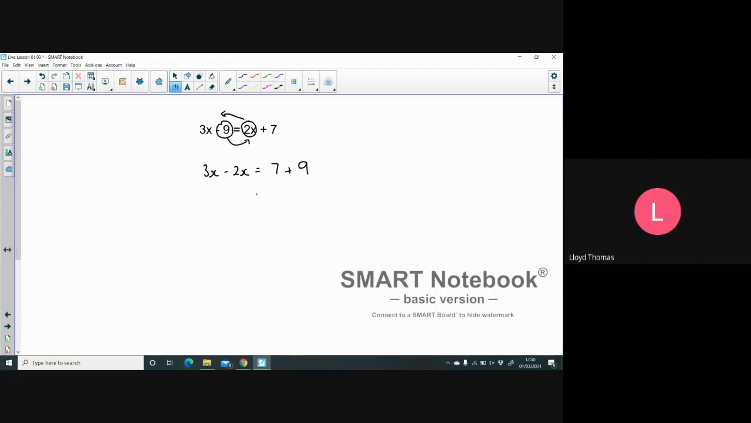So this was the thing that maybe confused people. 7 plus 9 is 16 on the right. 3x take away 2x is 1x. But remember, in algebra, we don't write the 1. We just write x. And there's the final answer to this question.